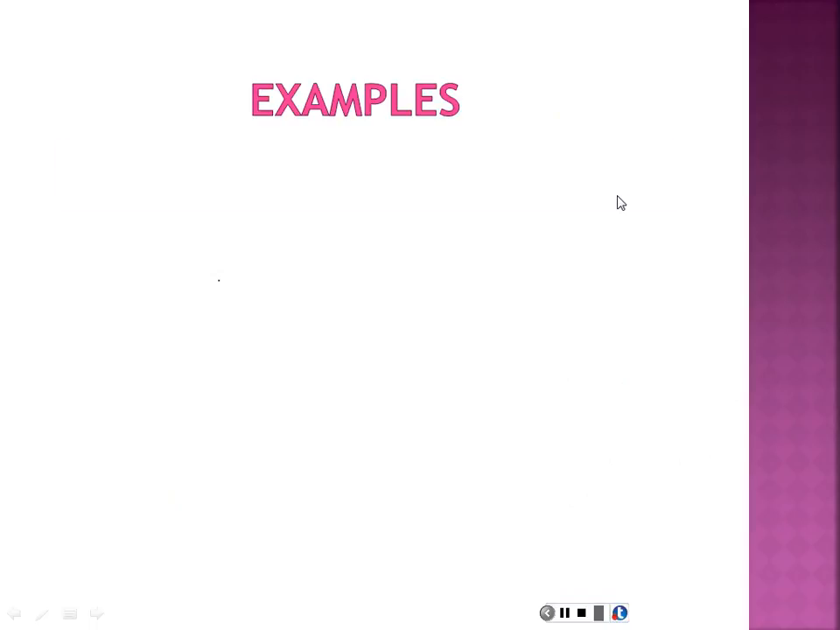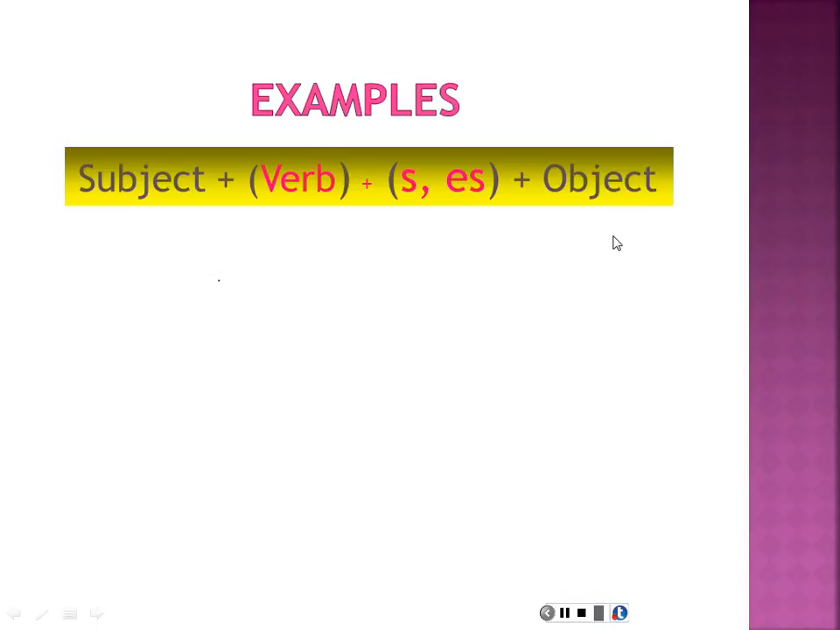Now we will have examples about the facts. If you remember the facts before 2 slides. So now we'll have an example. And as you can see here, we add to the verb s or es. S or es. We add to the verb according to the same rules that we talked about of adding the s. So we have the subject, the verb, s or es, plus the object or the complement.